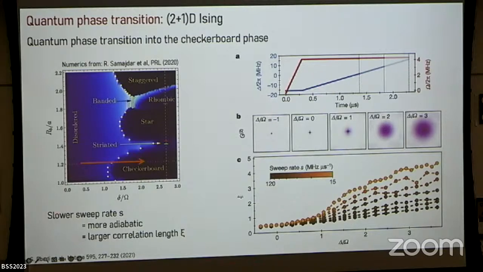And of course, slower sweep rates, as we were saying before, mean that we're more adiabatic and that the correlation length at the end becomes larger. And so you see here the data of the correlation length measured at different final detunings and as a function of the sweep rate. So this is the slowest, and this one here is the fastest, and you see that the correlation length doesn't grow as far as for the faster here.